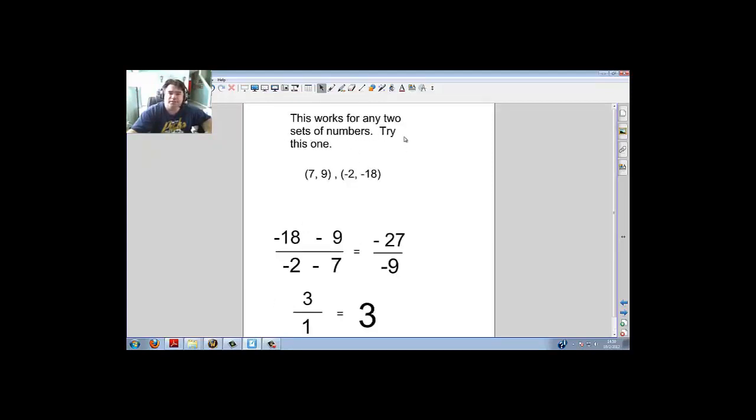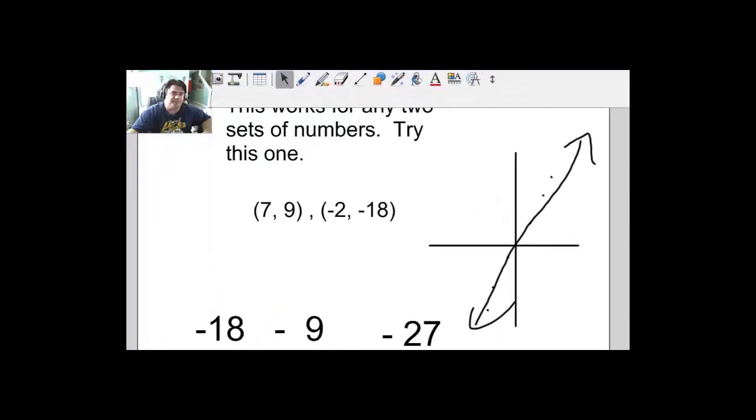Now, this works for any two sets of numbers. Try this one. So I'm going to take negative 18 over negative 2 minus 7. Still works the same. Negative 18 minus 9 is negative 27. Negative 2 minus 7 more is negative 9. Top divided by bottom is positive 3. Now you might say, how is that possible? Because I went from, well, to give you a very, very rough graph, I basically went from 7, 9, so up here, down to negative 2, negative 18, and it's still up 3 over 1, so it looks kind of like that if I could draw a straight line with a mouse, which clearly I can't.